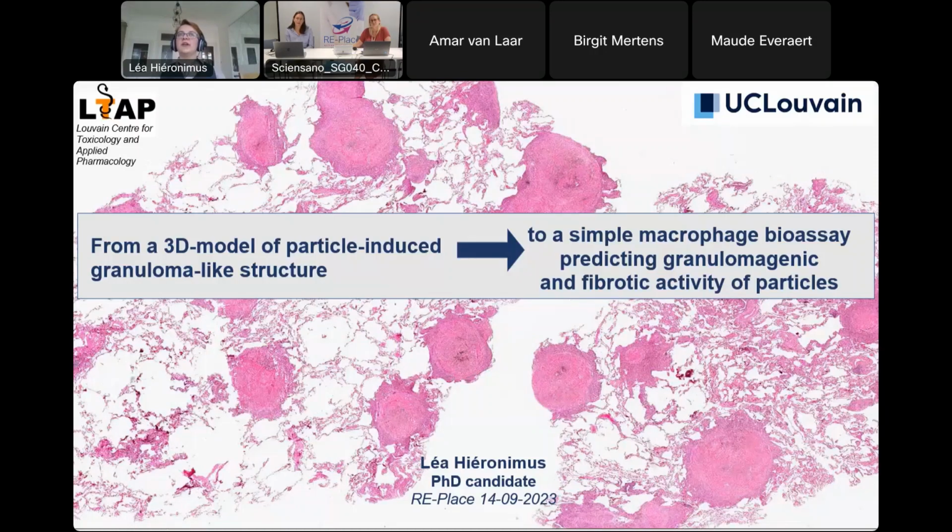In a way, every industry which has the potential inhaled exposure could want to use this model to narrow down the materials that they want to put on the market, which would help them test only a few particles in in vivo models and remove the ones that are clearly granuloma inducing using this model.